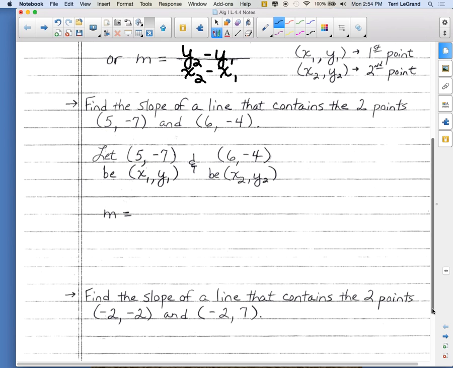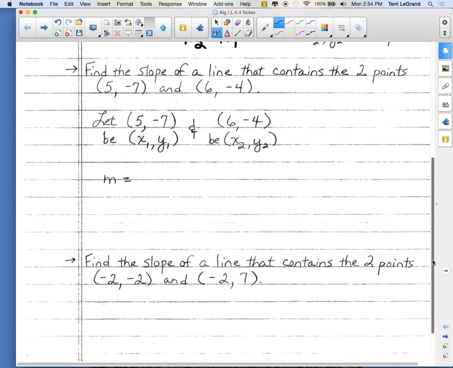Jennifer wants to offer a different answer. Okay. 3. Anybody get 3 like Jennifer? She got a +3, not a -3. Okay. Can it be both? Can a line have more than one slope? No. A line has only one slope.